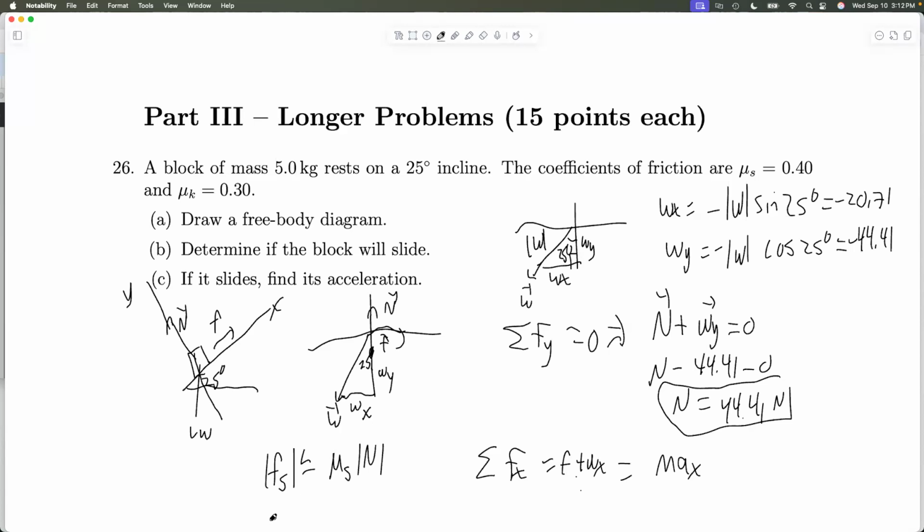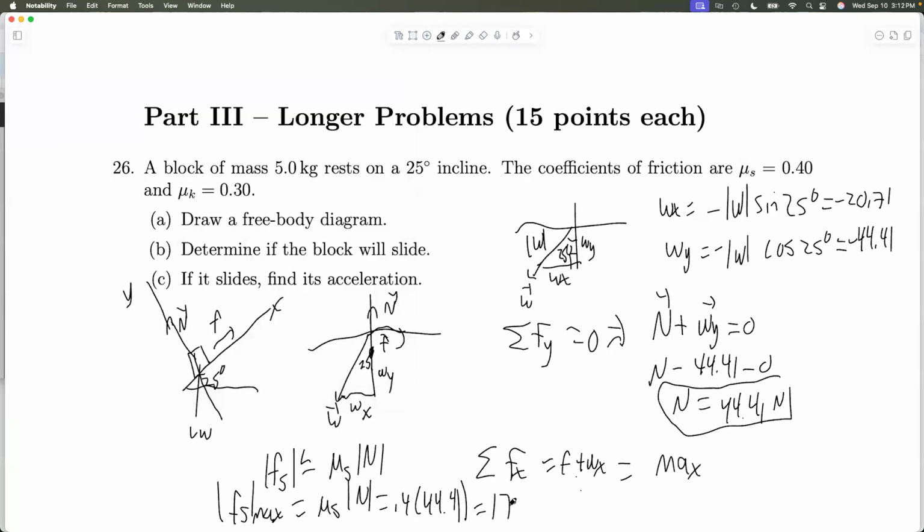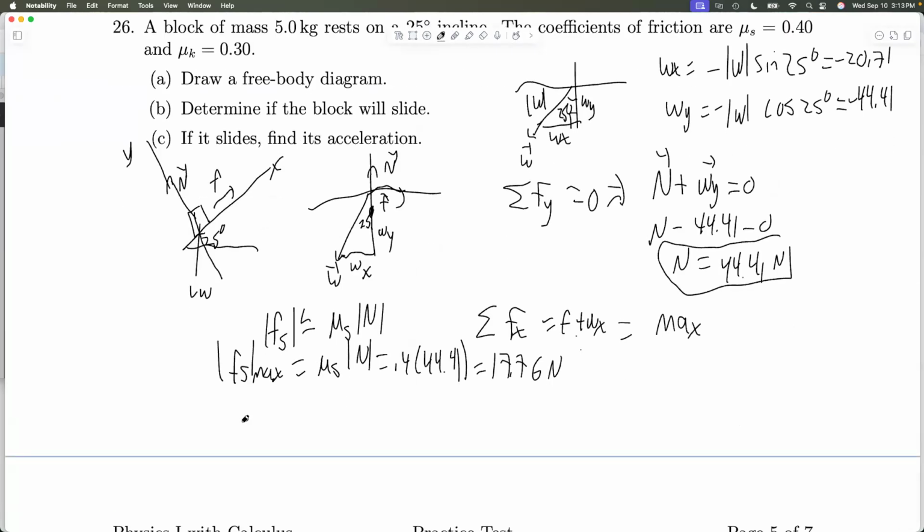So what is my biggest possible frictional force? So Fs max is when these are equal. And that'll be 0.40 times 44.41. Now it's right there on the screen, so times 0.4. 17.76, I think it was, newtons. But my Wx is bigger than that in magnitude. So we moved past static friction and we're into kinetic friction. So yes, it moves.